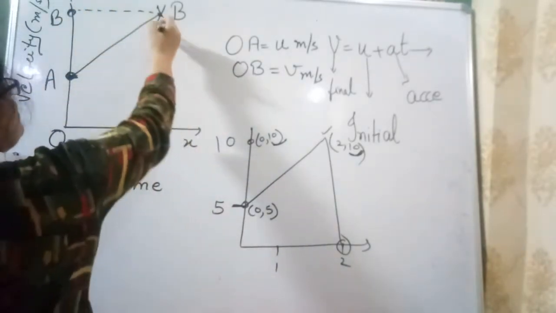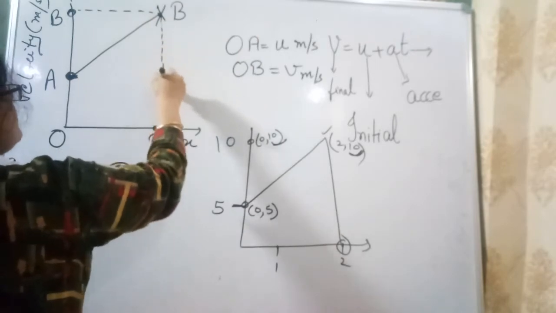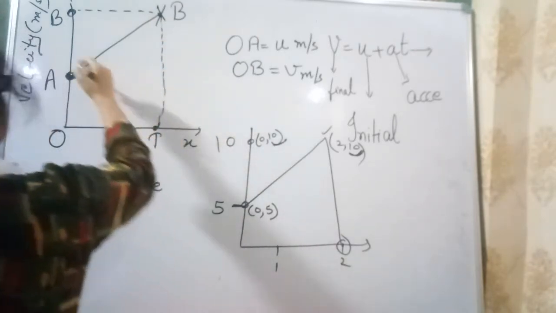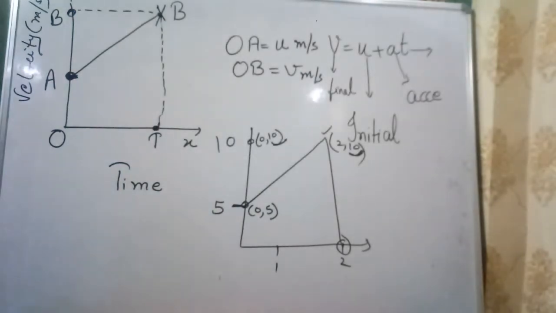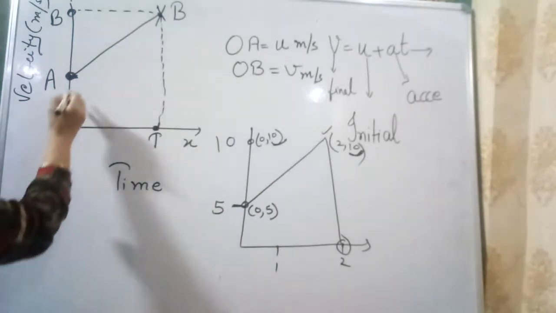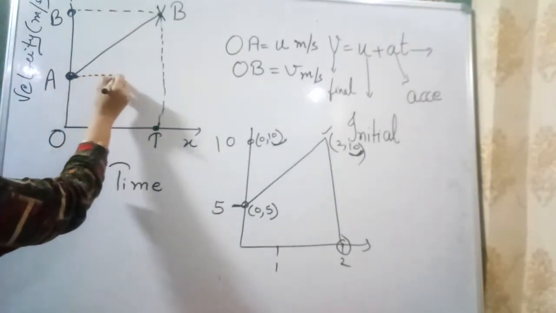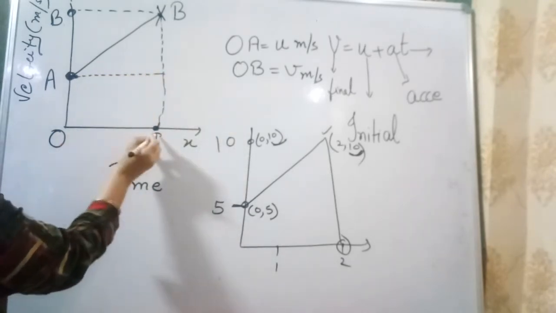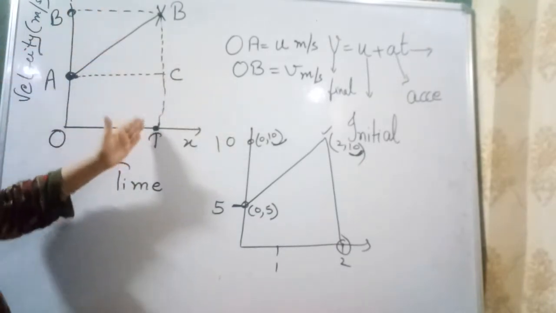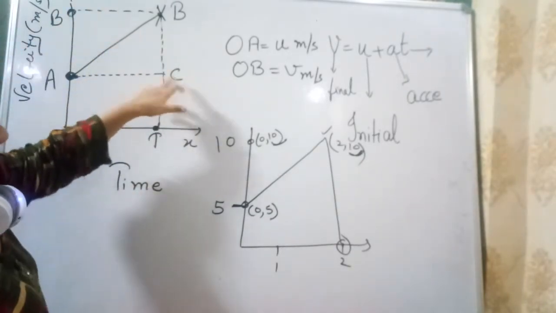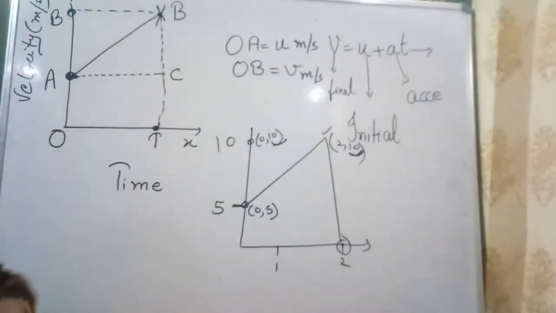Now draw a line parallel to OB which touches at T. Now similarly, draw a line parallel to OT, just like C here, which touches the BT at point C. Listen again.